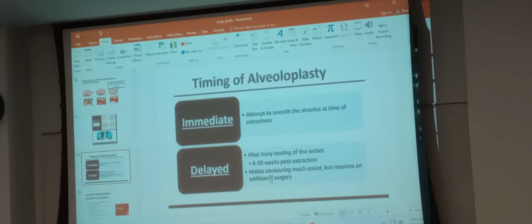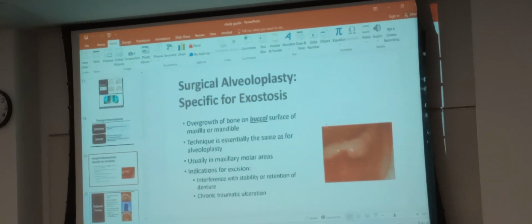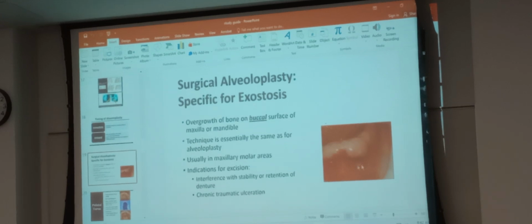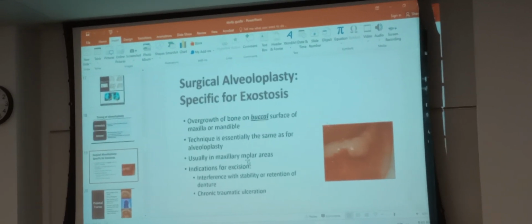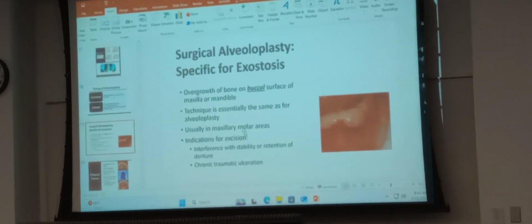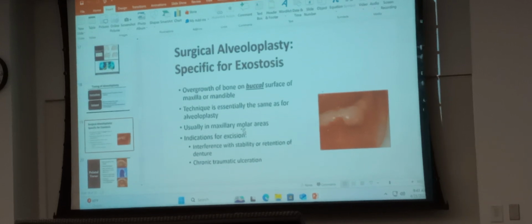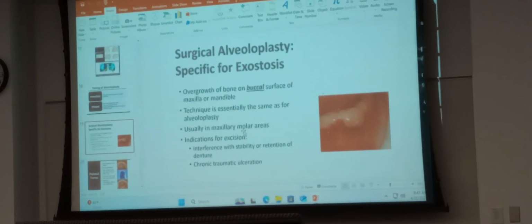So that's just a time frame you want to know, very straightforward. As far as where you're going to have the most problems with exostosis, it's in the maxillary molar area. Literature has shown that's the most predominant area. If you're going to be taking out teeth and you're worried about fitting a denture or RPD, focus on the 14, number 3 region.